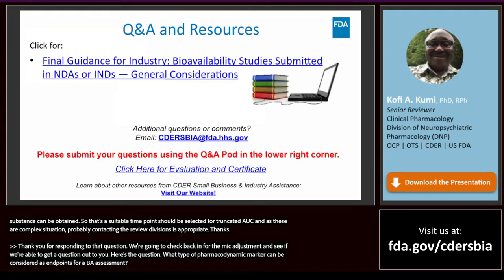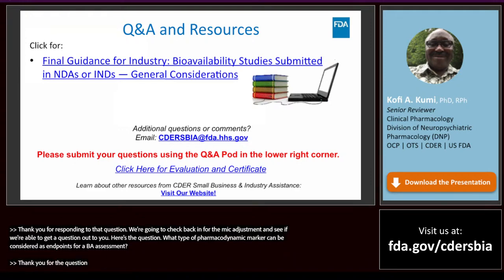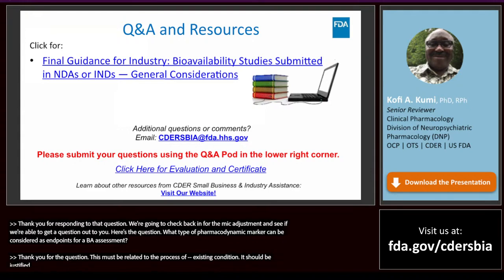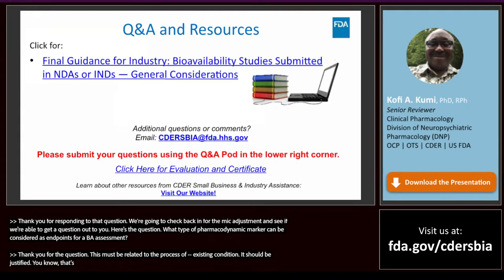Thank you for the question. The PD marker must be related to the disease process of the disease condition. It should be justified, that is, it's appropriate. Biomarkers usually should be validated or qualified and should be appropriate. It should be used. Thank you.